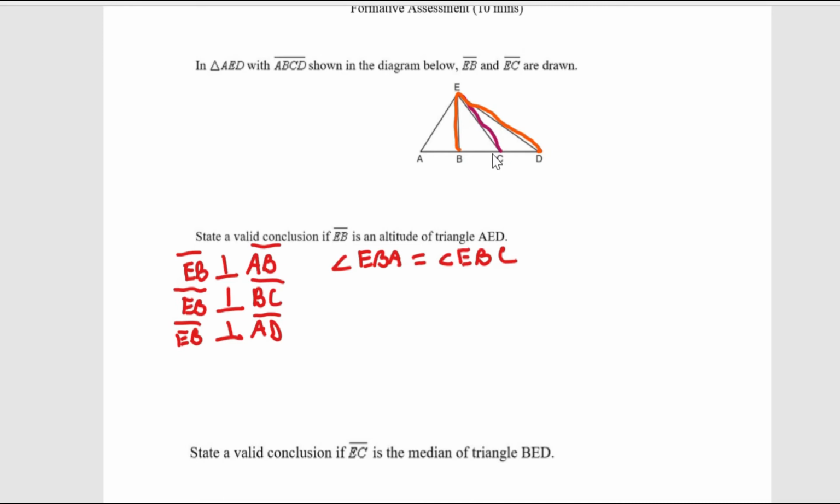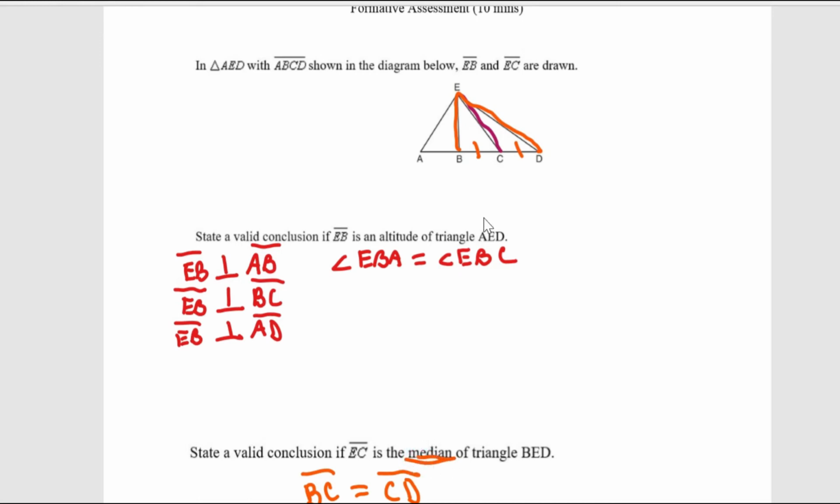So what do medians do? If you remember, it starts from the vertex and it goes through to the segment, and it breaks the segment into two equal parts. So what the median does, I know BC is going to be equal to CD because that's the definition of a median. Because remember, start from the vertex, you go down and break up the line segments. So the answer that we're looking for is line segment BC is equal to CD. That's the definition of the median.